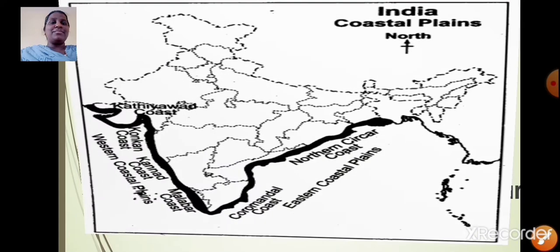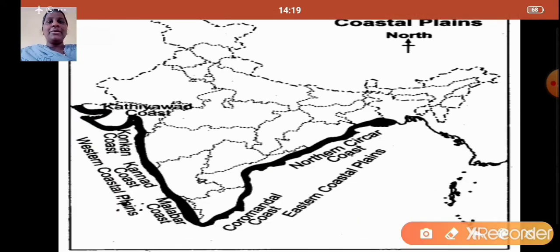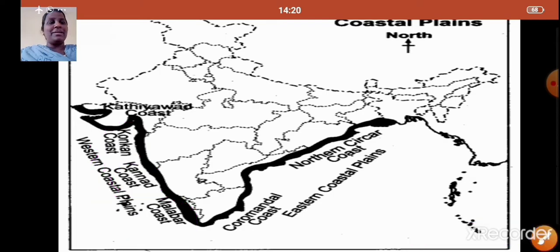Have a look at this map. You will understand much better. Here you can see the Konkan coast to the north of the western coastal plain. At the center you can see the Kannad coast, and towards the south of western coastal plain you can see the Malabar coast. Is that clear, students? Konkan coast, Kannad coast and Malabar coast. You need to remember this.